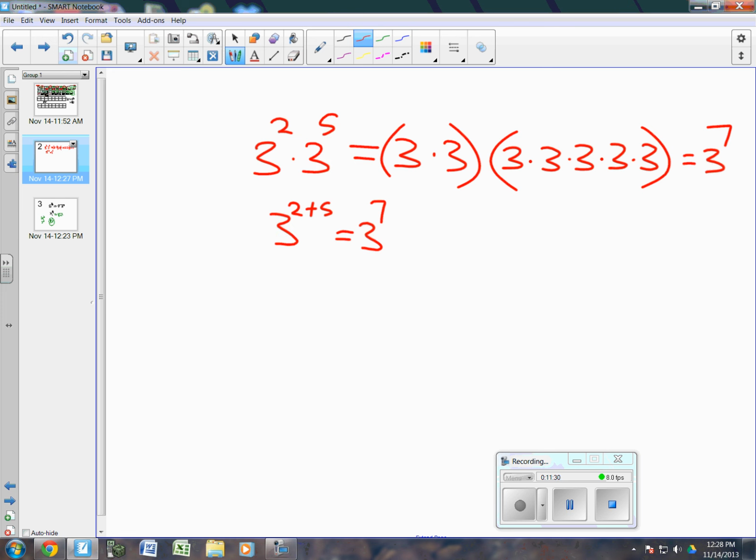Like number 16. Let's go to 16. Okay, 16, you have 5 cubed over 5 squared. Well, if you expand it out, 5 cubed means what?